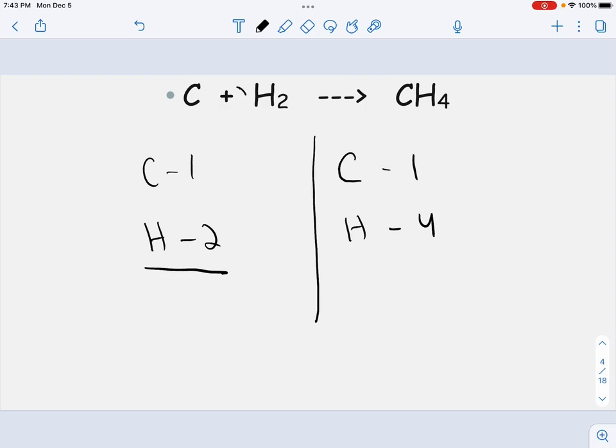So we need to get to 4 hydrogens on the left-hand side. So what we can do is we can put a 2 in front of H2, and we have 4 hydrogens on both sides. So make sure that you write the correct balanced equation by putting a 2 in front of H2, and this is ready to go.